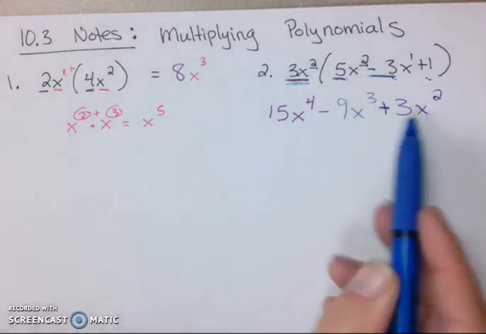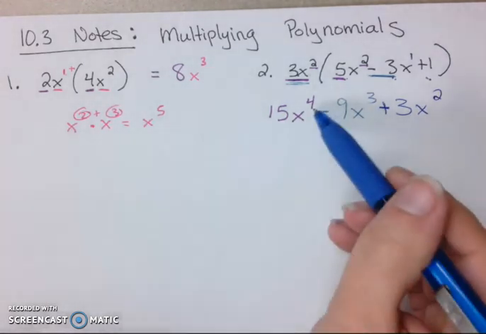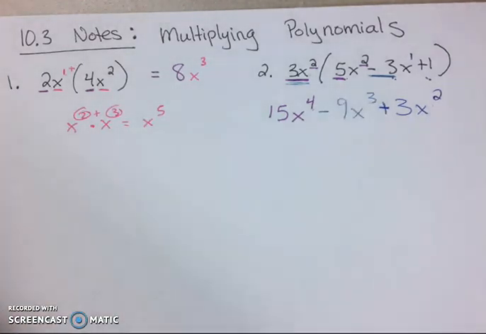Notice they're all unlike terms. If you have any like terms, we would add them. But they're all unlike terms since the exponent is different. So we are finished with that one.